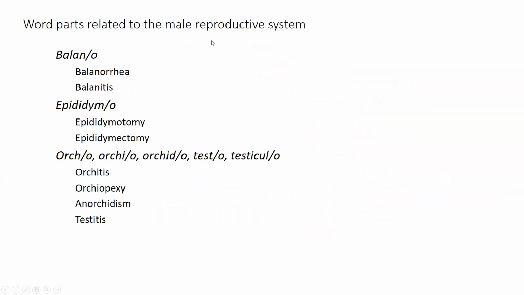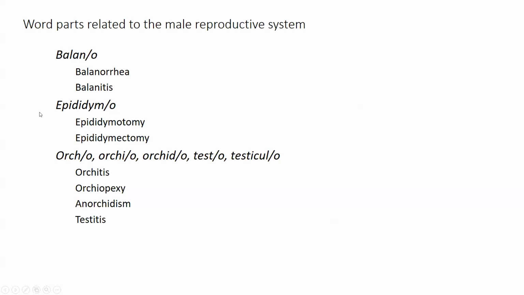On to other terms for the male reproductive system. Balano refers to the penis. So balanorrhea would be a flow from the penis, but it's an abnormal flow. It's not a flow of urine or a flow of seminal fluid. It's an unusual flow. Balanitis would be an inflammation of the penis, but again, this is an inflammation. It's not an erection. That's a very different thing.